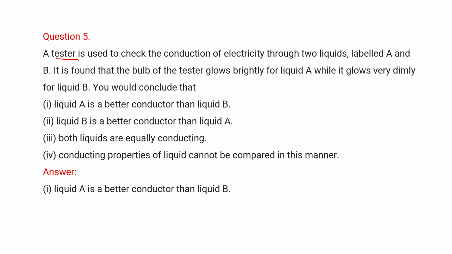Next question. A tester is used to check the conduction of electricity through 2 liquids labeled A and B. It is found that the bulb of the tester glows brightly for liquid A, while it glows very dimly for liquid B. You would conclude that, options: liquid A is a better conductor than liquid B. Second option, liquid B is a better conductor than liquid A. Third option, both liquids are equally conducting. And fourth option, conducting properties of liquid cannot be compared in this manner.